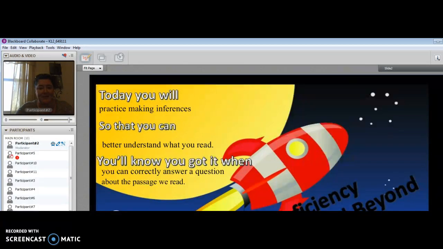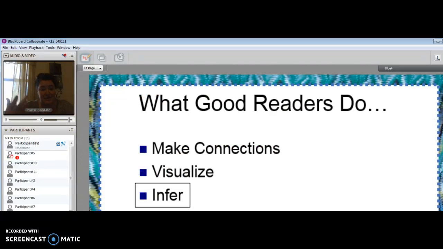It just helps you to understand what you're reading. Just like last week, whenever we talked about visualizing and how it helps you understand better what you're reading, making inferences also helps you be a good reader.